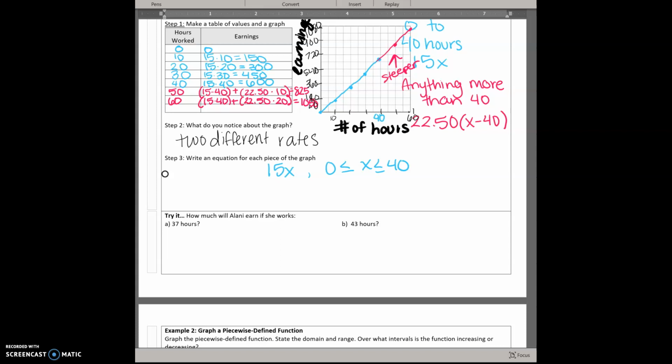the additional time that she works. So we're looking at 40 times 15 because she has to work the 40. And then after that, 2250 times x minus 40. So 40 times 15 is 600. And then plus the 2250 x minus 40.